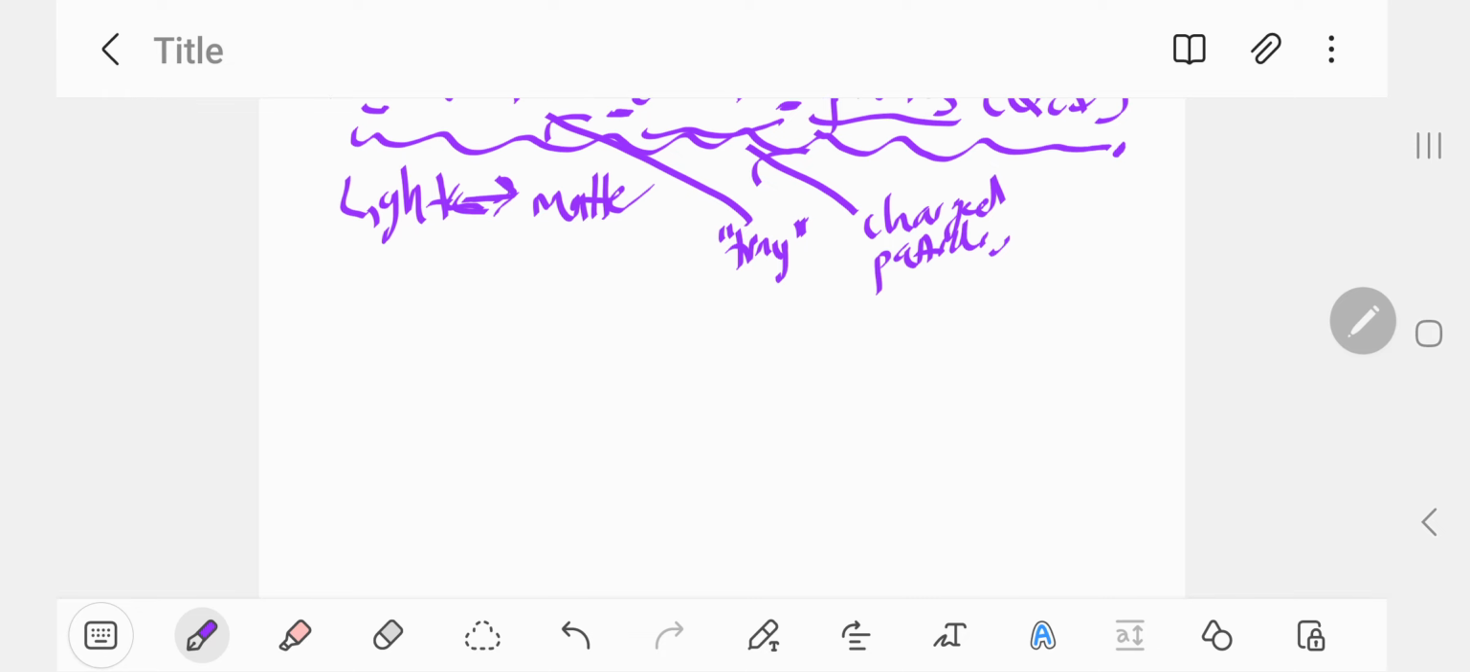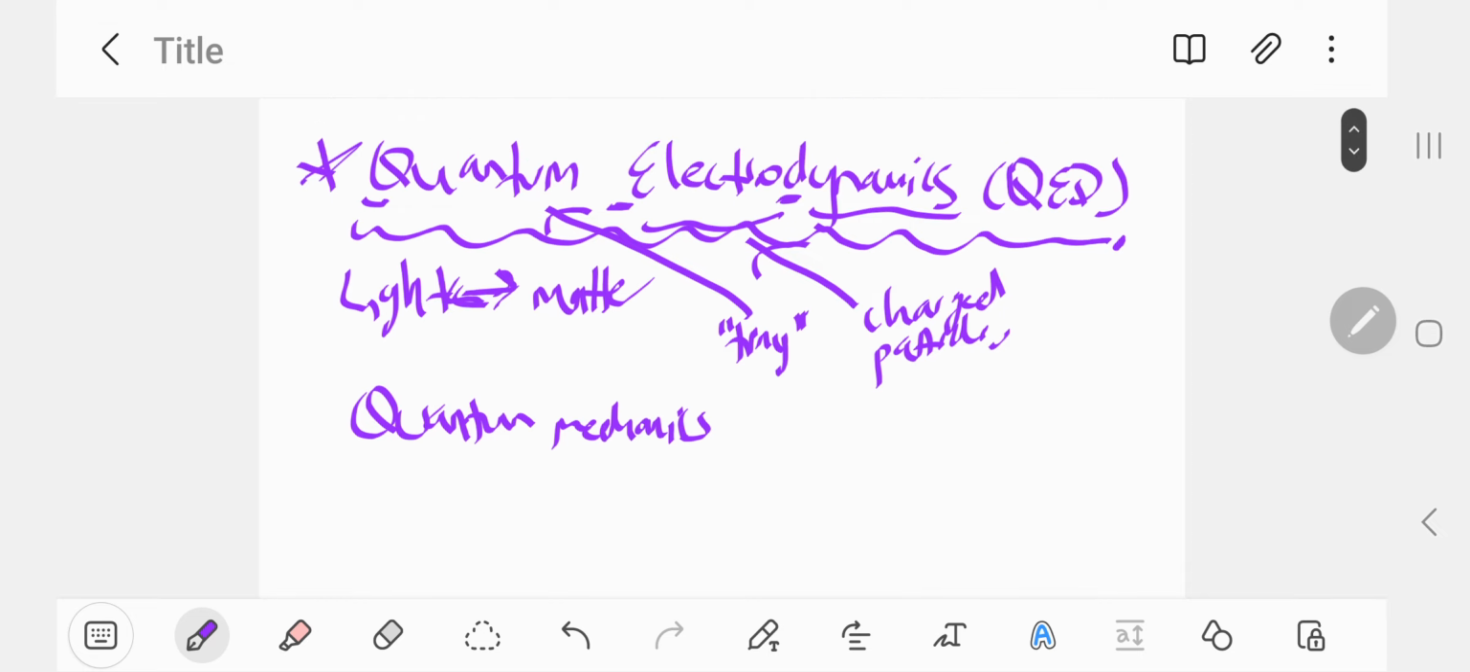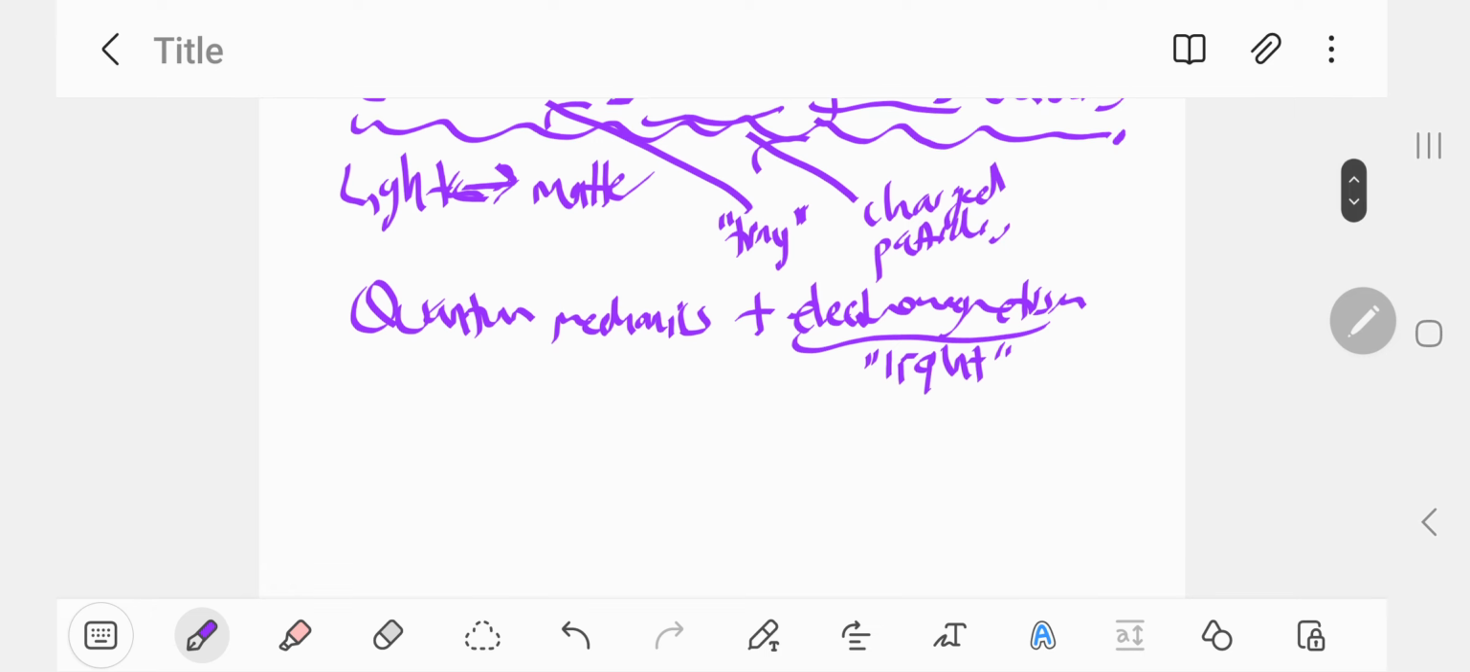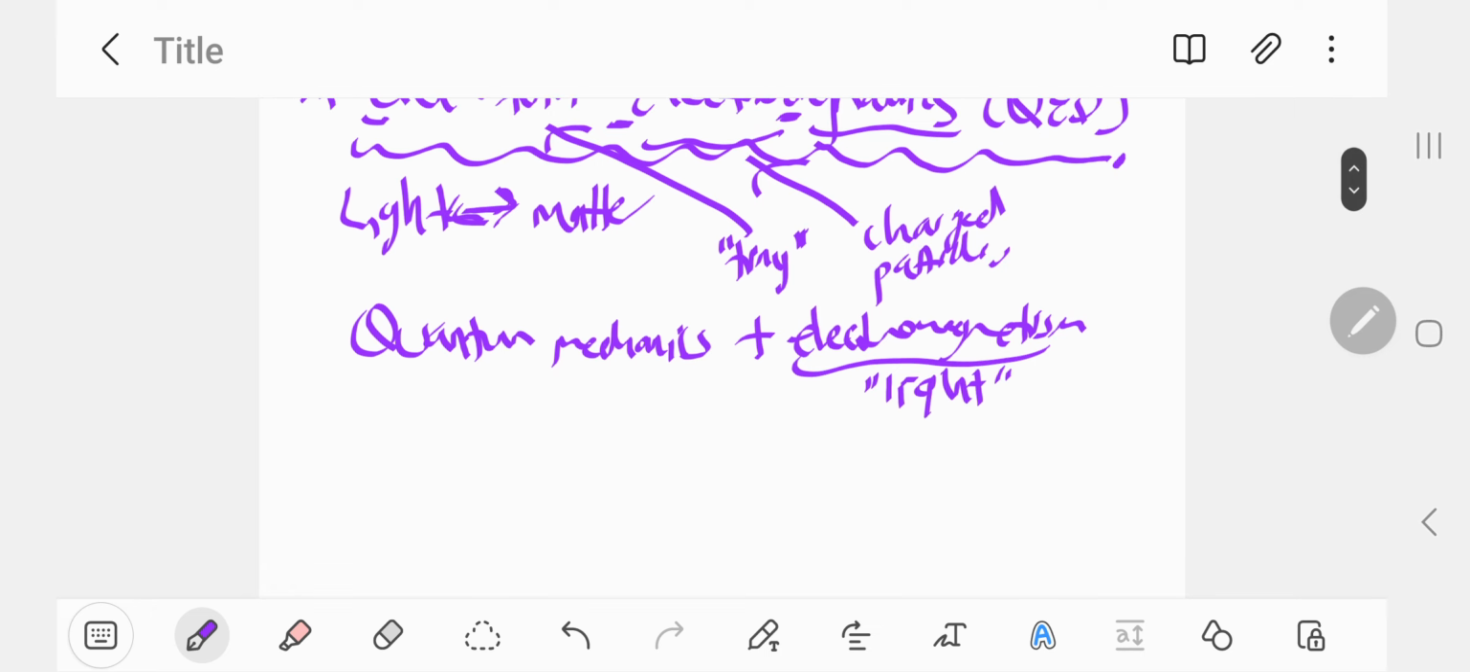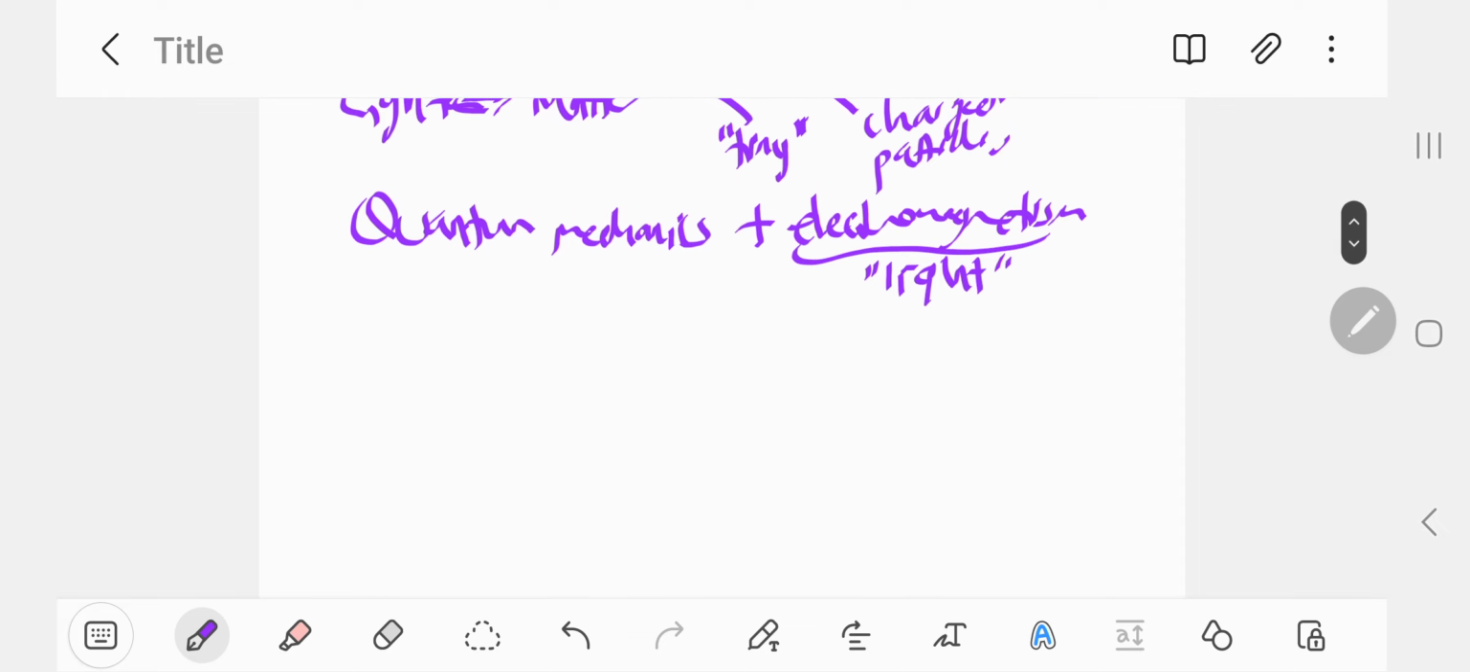At its core, QED combines two fundamental theories of physics. It combines quantum mechanics, a theory which describes subatomic particles and atoms, and electromagnetism, the theory of light. So it's understanding how charged particles behave on the smallest of scales.